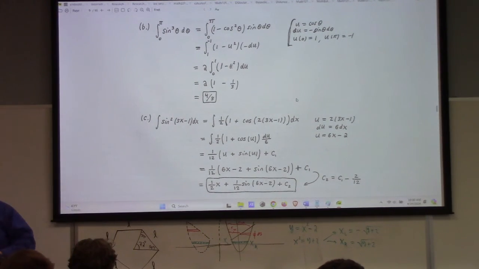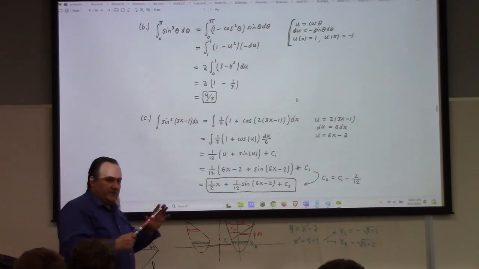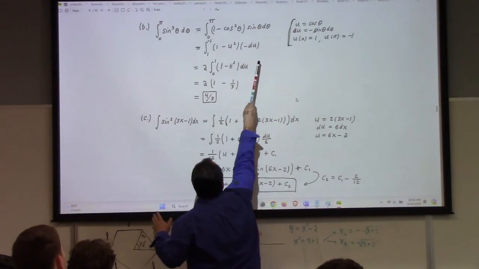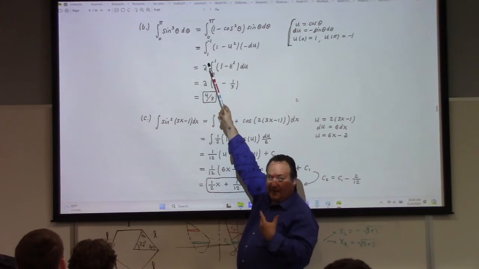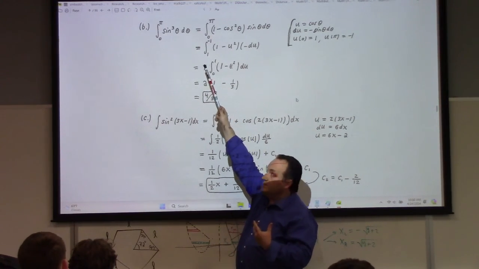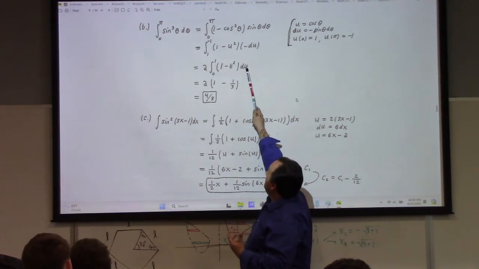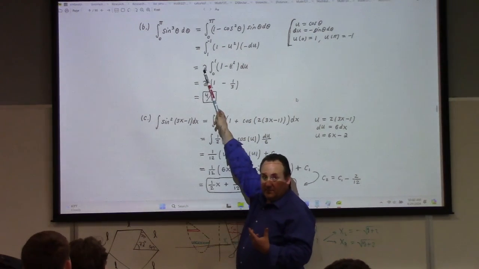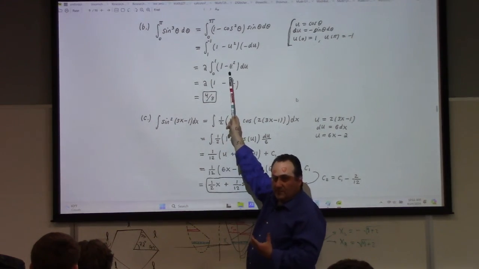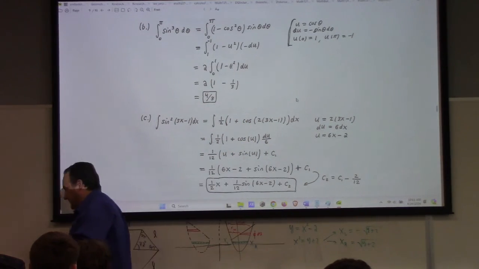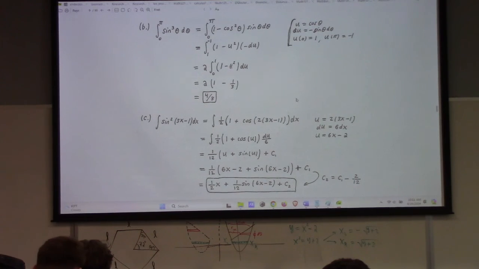The rule is whatever you write for the differential, like the d theta, has to be reflected in the bounds. Once I write d theta there, my bounds have to reflect theta bounds. Once I write du, these are the bounds for u. So the bounds match the differential. That is the rule. I mean, that's a theorem, but that's also a rule.